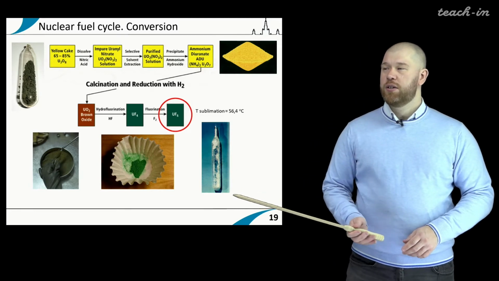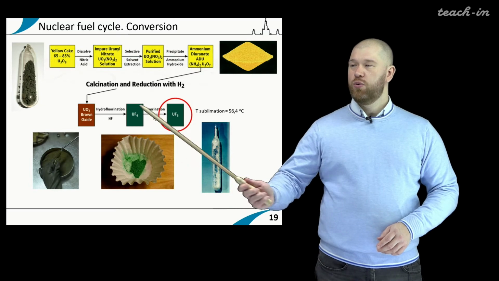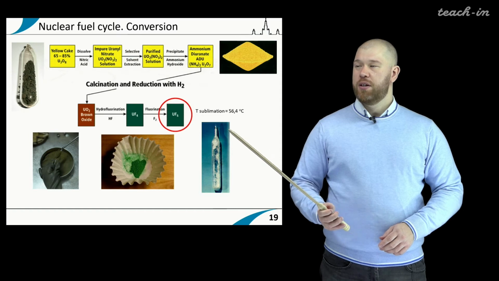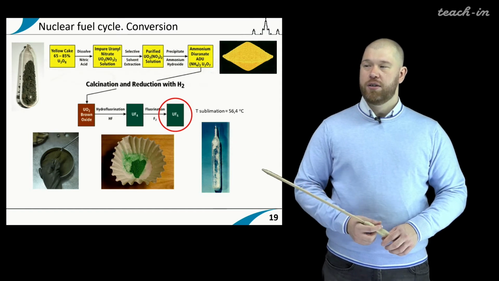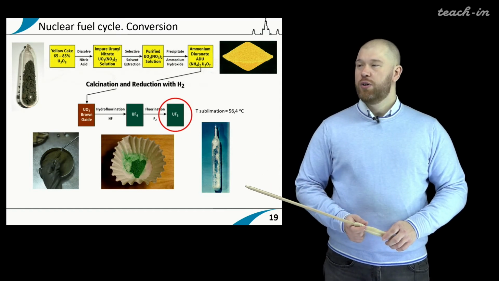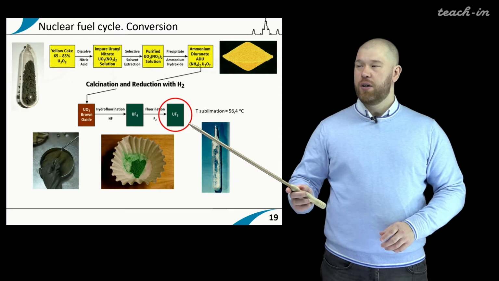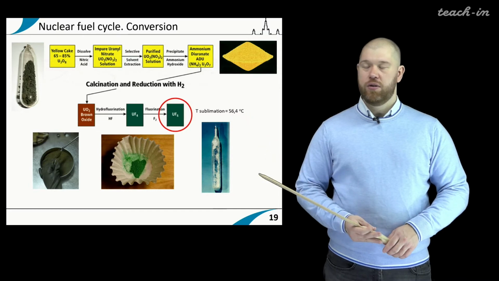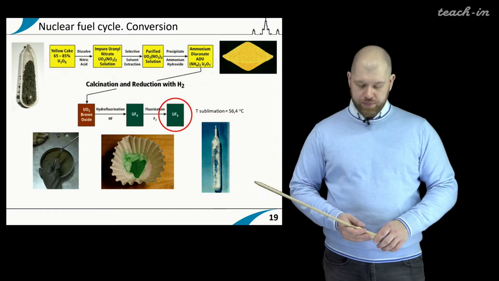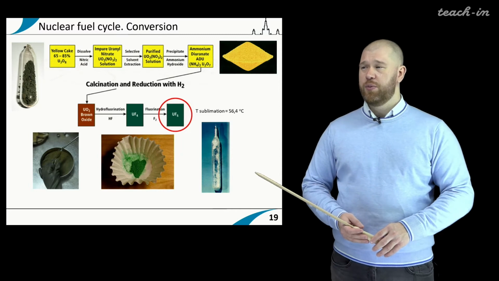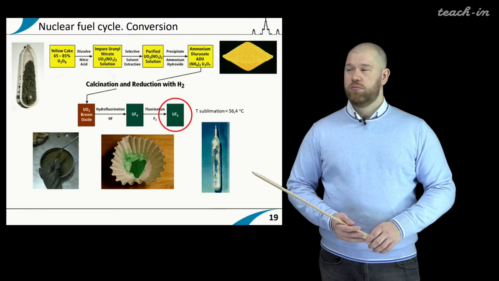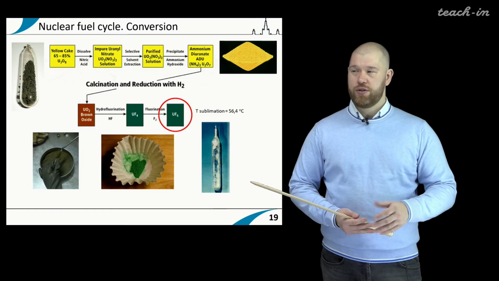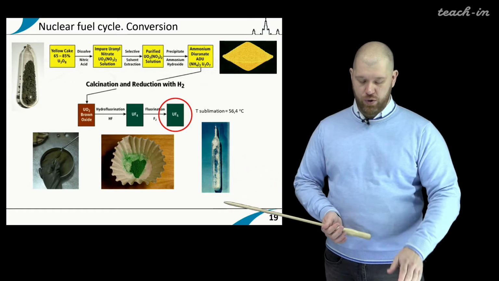And to do this, we convert uranium to uranium hexafluoride. Why? Because it has quite a low sublimation temperature, so it goes directly from the solid state to the gaseous phase at a temperature around 56 degrees Celsius. So it is very convenient to use the gaseous phase to separate two isotopes.